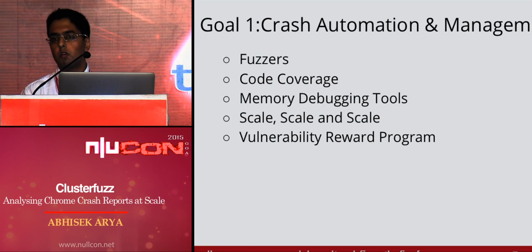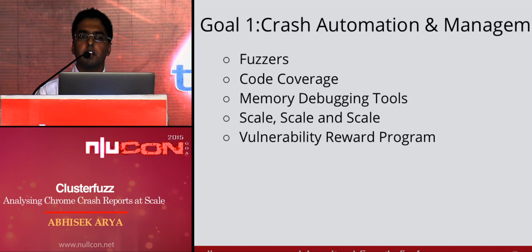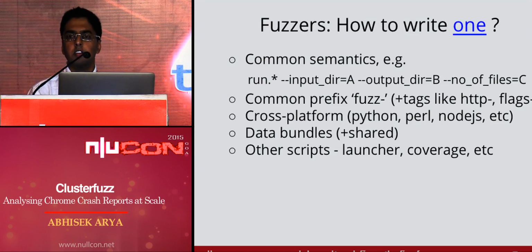For people who don't know, fuzzing is basically a way to generate invalid or unexpected input to your target program. And it could be used for a number of purposes, not just security, like catching memory leaks and so on. In this case, one of the first things we want, which works across all of our fuzzers that we run on this infrastructure, is to have a common semantics, which helps for easy pluggability.